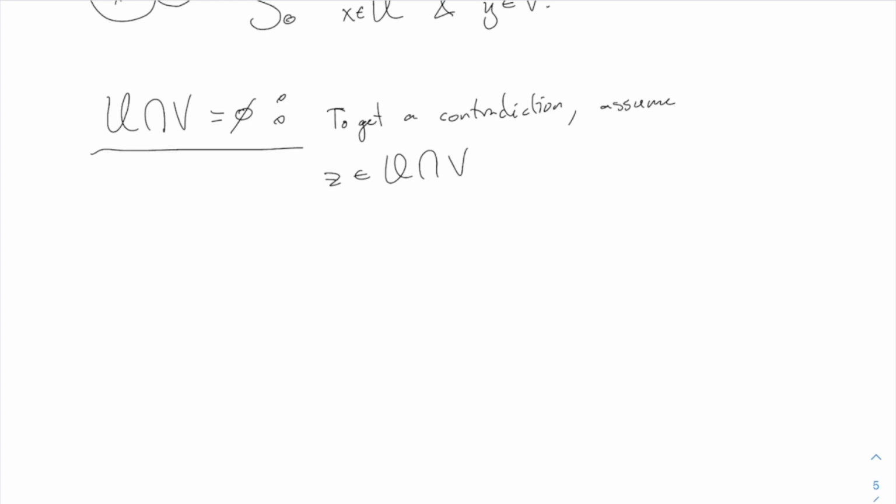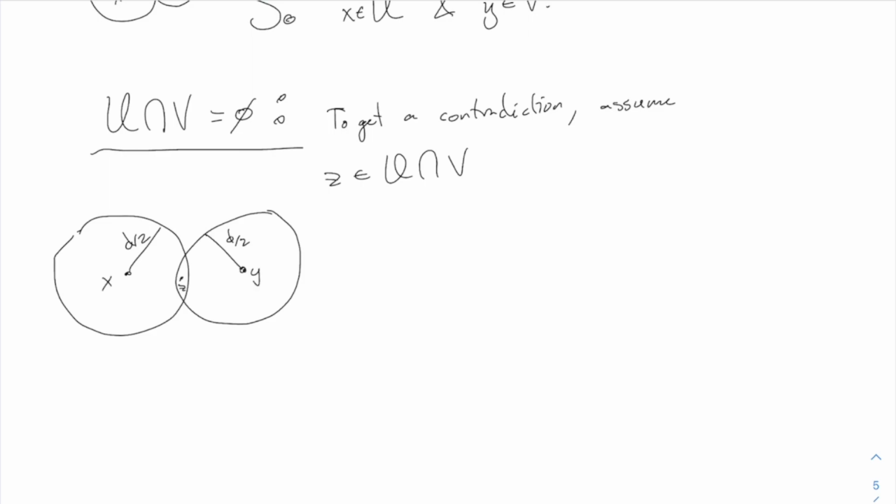So a picture of this would be, I have this ball of radius, can I just say d over 2? It's the total distance divided by 2. And then some other ball. Now, I'm imagining somehow that Z is in both of these, which really is not possible, but this is another ball also of radius d over 2. Can we somehow see a contradiction here? This is X, this is Y.